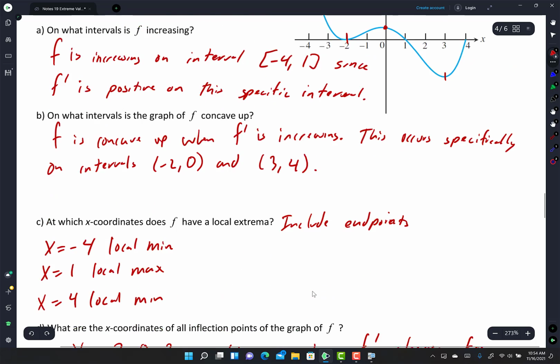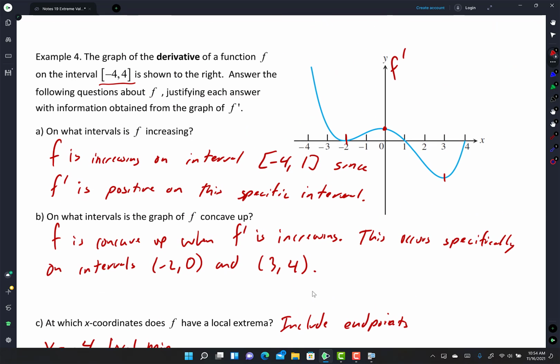And I'm going to try to color code it. So this is f prime. I'm going to start with red. So this part in red, f is increasing, but is f concave up or concave down? F is increasing and concave.